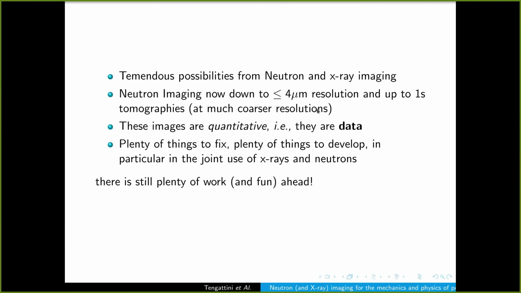Not unlike X-rays, the purpose of all these images is not just to have pretty pictures and have a qualitative understanding, but to extract quantities about the incremental strain field, the water concentration, and so on and so forth. And there's much work to be done, but there's also a lot of fun to be had.